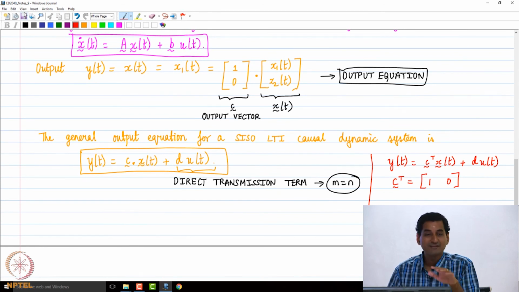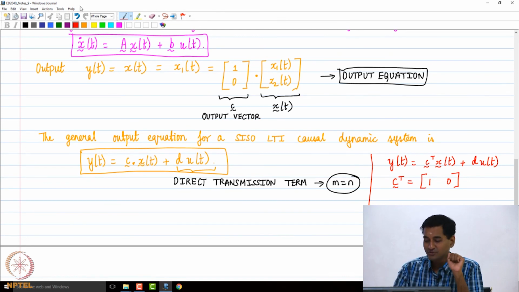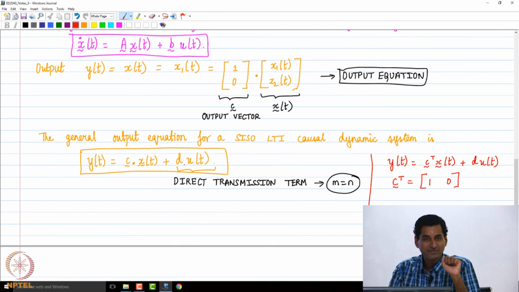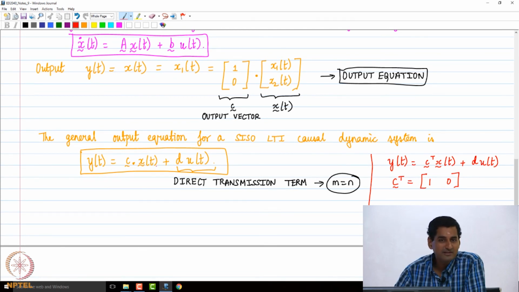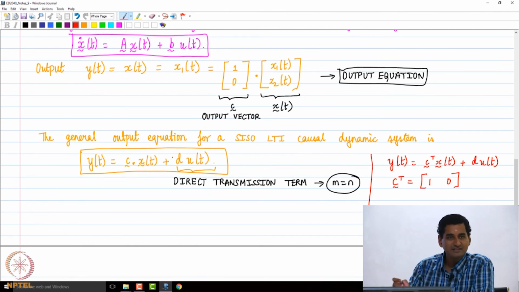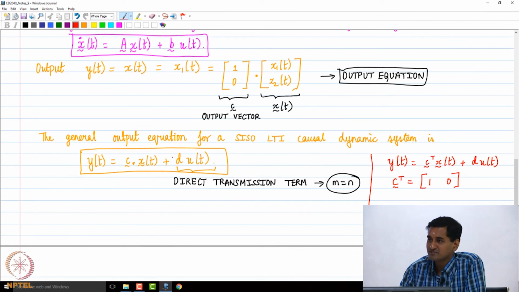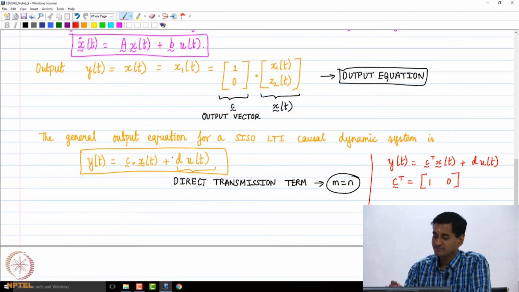D is a scalar for a SISO system, right, because ultimately we are dealing with a SISO system. So essentially y is a scalar, so obviously on the right hand side also you should have a scalar, right. So d u is a scalar, so d is a scalar, okay, and c is a vector, x is a vector, you take the dot product, you will get a scalar value. So you can see that the terms agree dimensionally, right. So that's something which is very important.